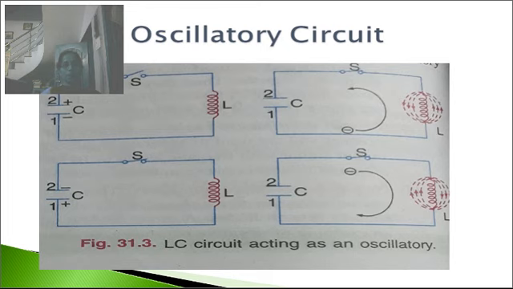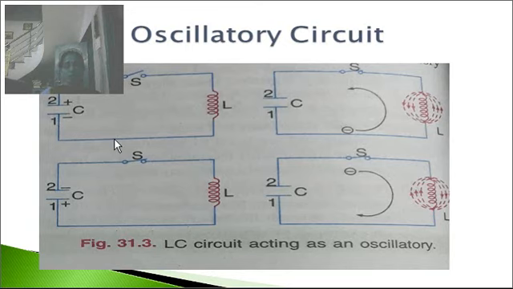Good morning students. Today we are going to discuss an oscillatory circuit. So what is an oscillatory circuit? A circuit which produces electrical oscillations of any desired frequency is known as an oscillatory circuit.